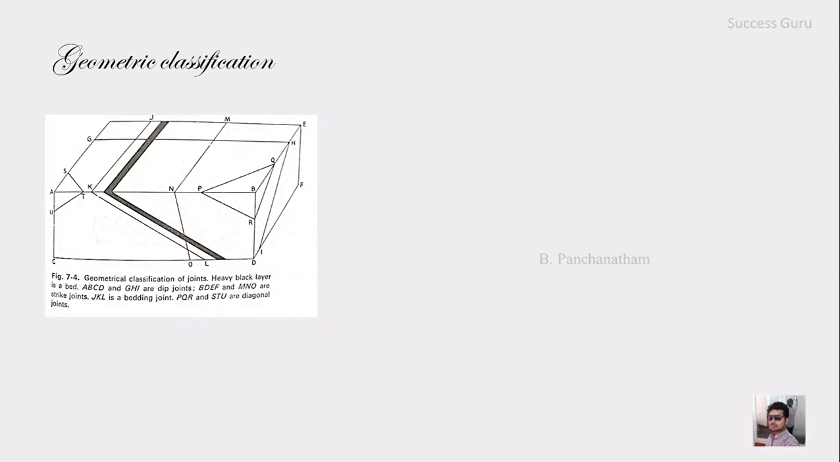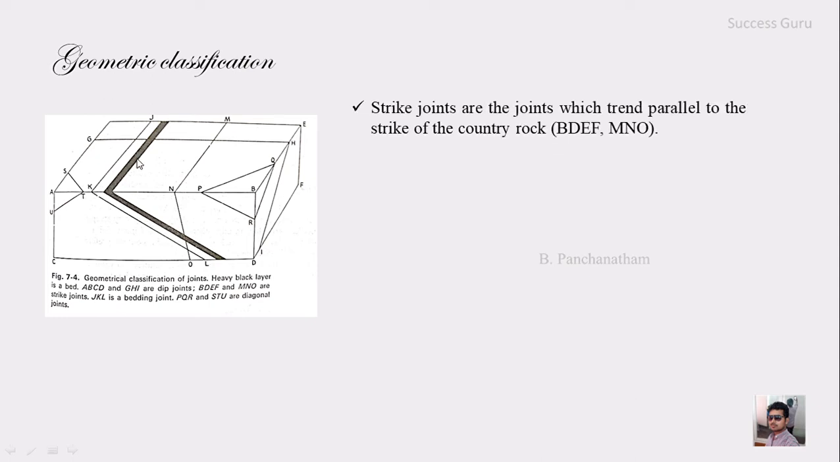The second one is the geometric classification, which is quite easy for you to remember. So let us consider this dark black color band as a bedding, right? Bed. So the first type is a strike joint, the joints that tend to be parallel to the strike of the country rock. So you can see here there are two joints. If this is a bedding, that is a rock, so this will be the strike direction, right? So parallel to this there are two joints, that is MNO and BDEF. So these two can be a strike joint.